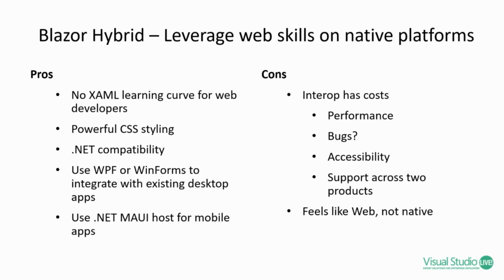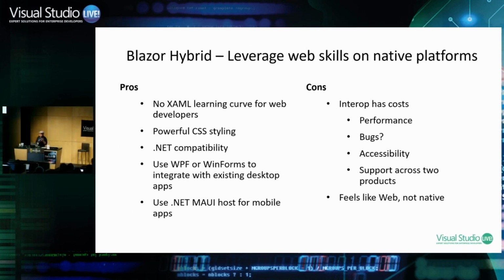So some of the cons, interop has its costs, performance, maybe bugs in the interop layer, maybe issues with accessibility. I've used WebView before and ran into issues trying to get events to fire into the place I wanted them to fire in the web app. Dealing with support across desktop and web products, so you have to worry about bugs in the desktop app and the web app. And it feels like a web app. You know, it's got that bouncy feel sometimes when you're doing web. You can kind of tell when you've got a PWA as compared to a native app.